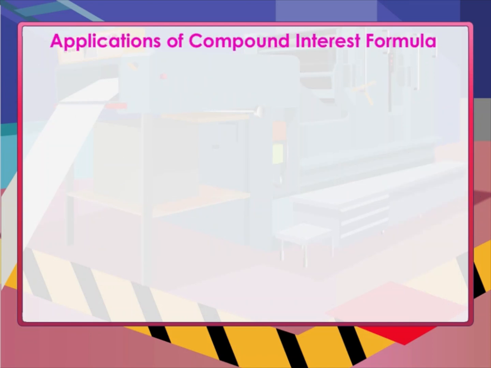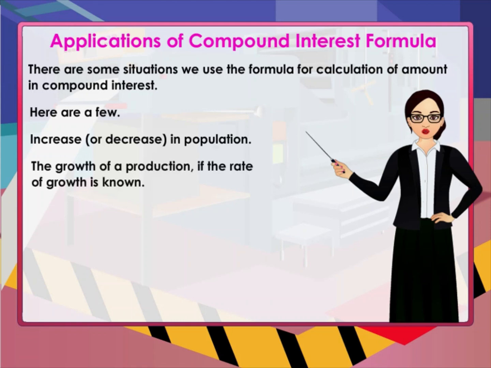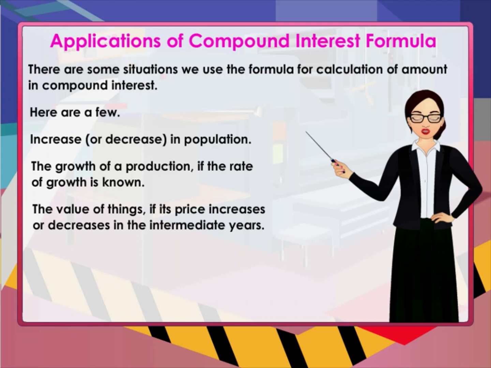Applications of compound interest formula. There are some situations where we use the formula for calculation of amount in compound interest. Here are a few. Increase or decrease in population. The growth of a production if the rate of growth is known. The value of things if its price increases or decreases in the intermediate years.